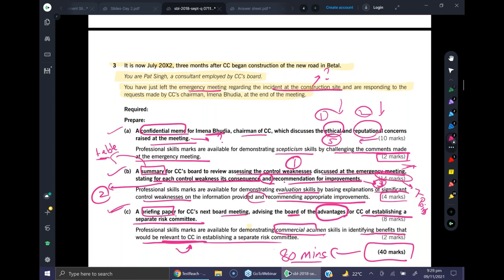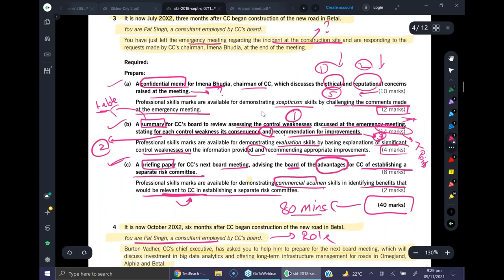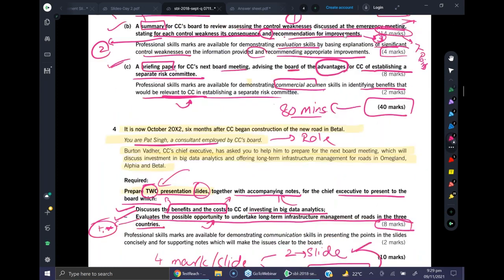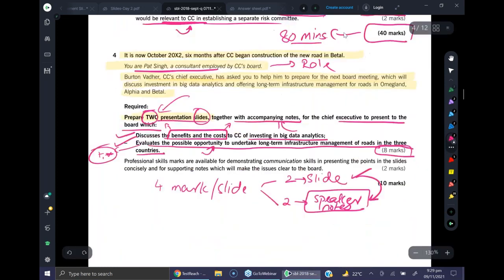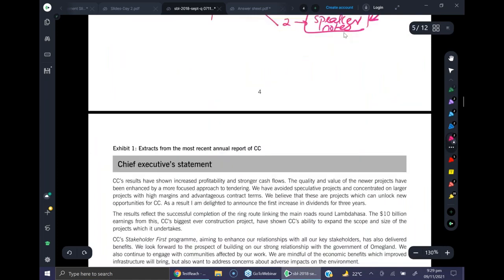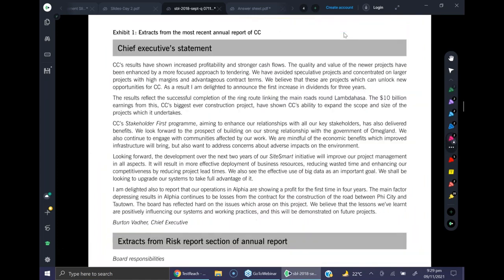Okay, let's start the exhibits already. There are 6 exhibits, quite comprehensive. Let's start one by one, and let's see how we're going to cover them. And please keep it interactive. Exhibit 1, everyone. It is the extract from the most recent annual report of CC.